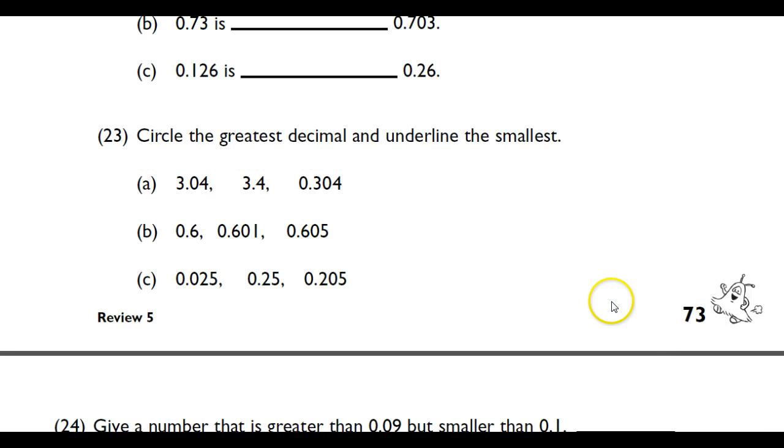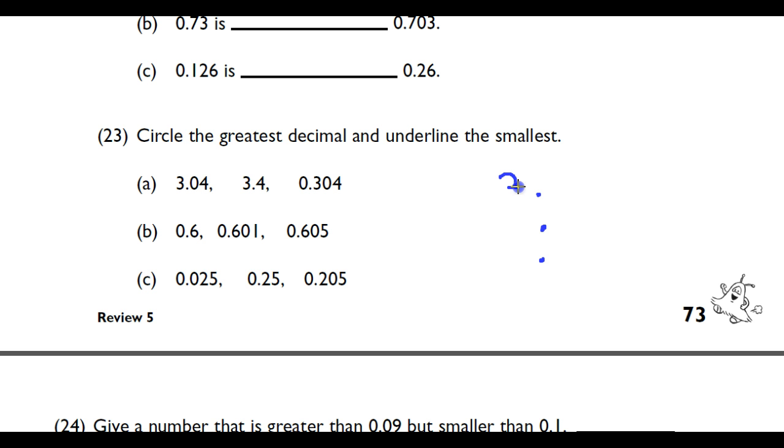Alright. Now circle the greatest decimal number and underline the smallest number. For this, I would really like you to arrange them using the decimal point. For example, for the first one, A, you put the decimal point here, and decimal point here. For the 3 of them, compare, right?